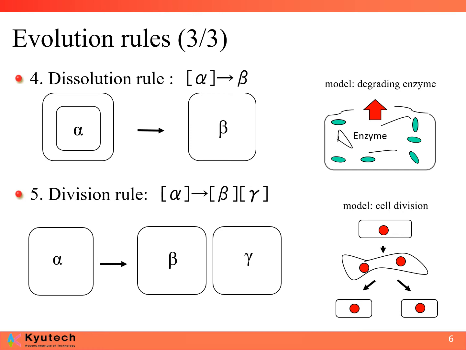The fourth rule is a dissolution rule that dissolves a membrane like this. The rule is based on a biological model of work of a cell wall degrading enzyme. The final rule is division rule that divides a membrane into 2 membranes, like this figure. The rule is based on a biological model of cell division.